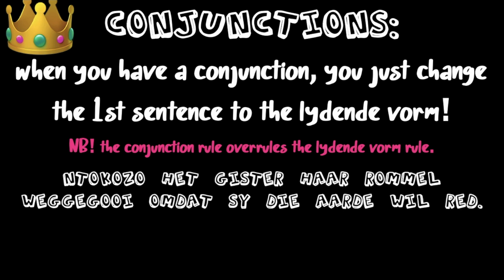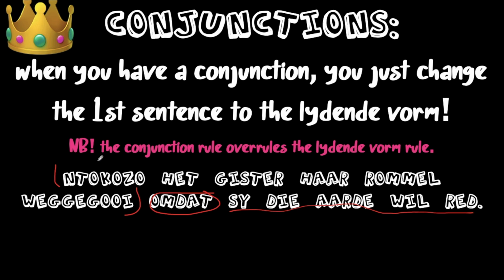So I'm just using an example here. Ntokozo het gister haar rommel weggegooi omdat sy die aarde wil red. Okay, so the first thing here is, what is our conjunction? It is omdat. Okay, so this is our sentence 1. It's actually the one that we would change to the Lydende Vorm. And this one we're going to keep exactly as it is. We're not going to touch it. We're not going to do anything to it.